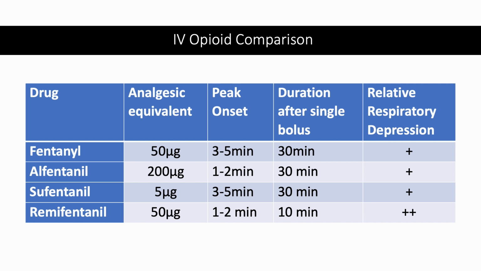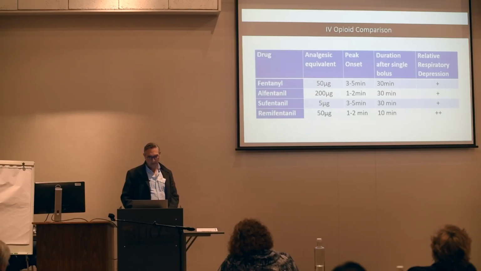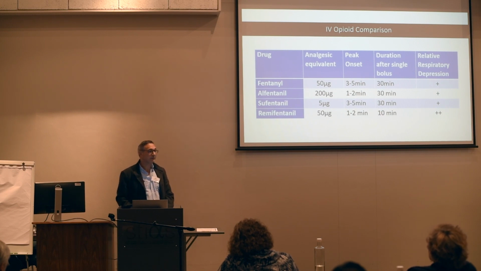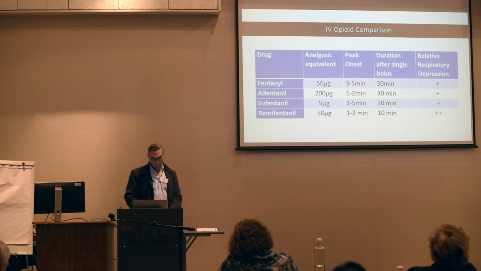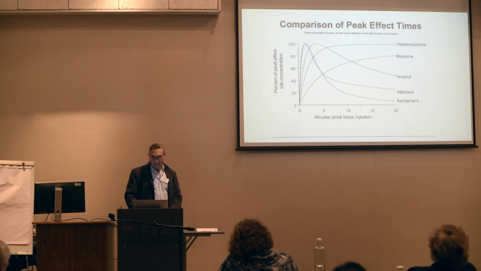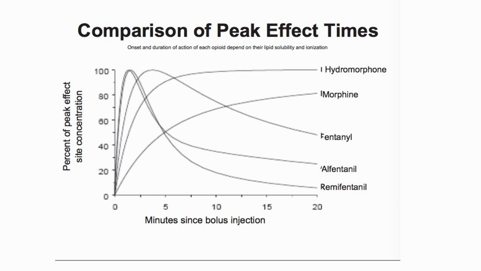I'm not going to run through all of them now because I think all of us are familiar with these. I just want to point out with remifentanil, the relative respiratory depression is quite marked, and there are some experts who actually advise that we do not use remifentanil as a bolus at all. I'd like to hear your opinion on that as well. This is just a quick comparison of the peak effect times, and you'll see that we've included morphine and hydromorphone there as well, just to illustrate how different they are to the shorter acting opiates.